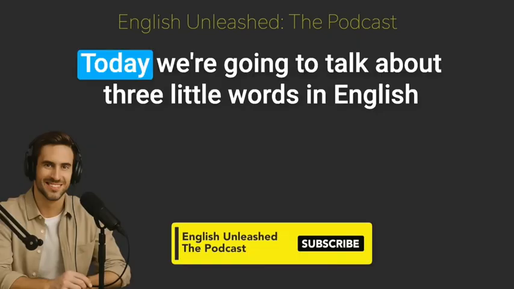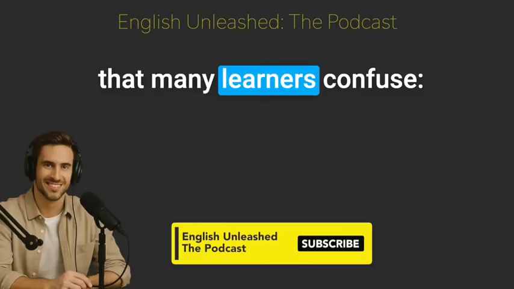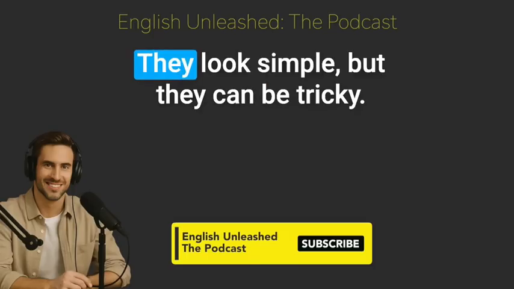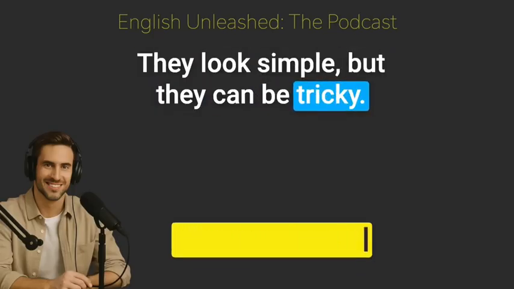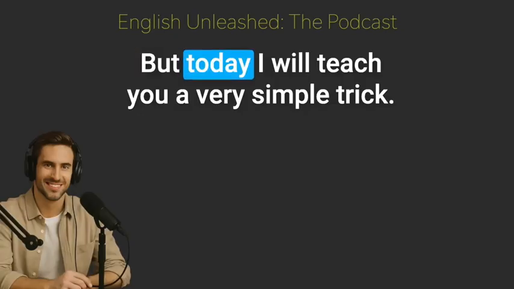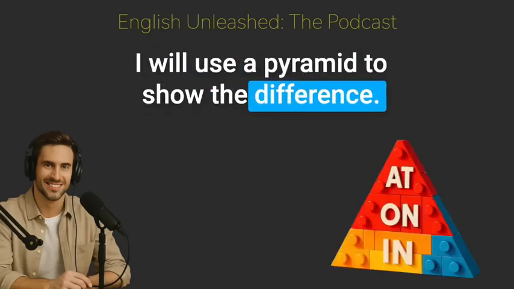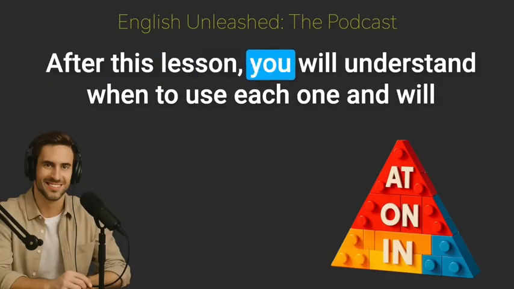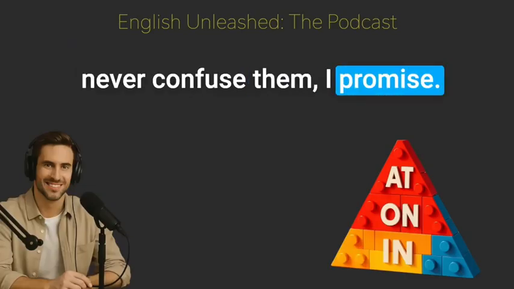I'm Tom. Today, we're going to talk about three little words in English that many learners confuse. In, on, and at. They look simple, but they can be tricky. Many learners get confused about how to use in, on, and at. But today, I will teach you a very simple trick. I will use a pyramid to show the difference. This is a pyramid. Okay? After this lesson, you will understand when to use each one and will never confuse them. I promise. Let's begin.